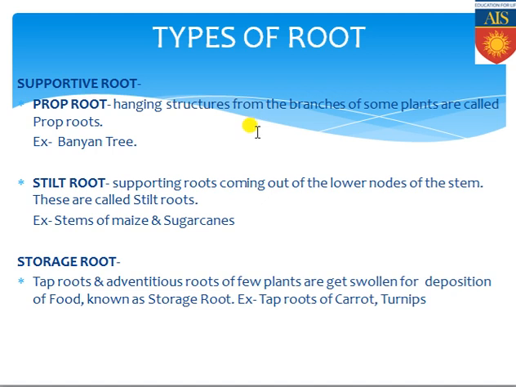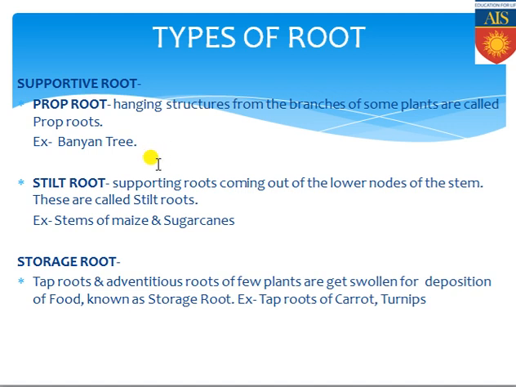So like that, the first type of the supportive root is prop root. Prop root is actually a type of root which is hanging from the branches of the plants, and these specific roots are exclusively present for providing support to the large branches of the plants. An example is the banyan tree, because in case of banyan tree you can see from the stem or from the branches the roots are arising and hanging downward, and they are also penetrating the soil. So automatically it is carrying the entire weight of the plant body as well as providing the support.